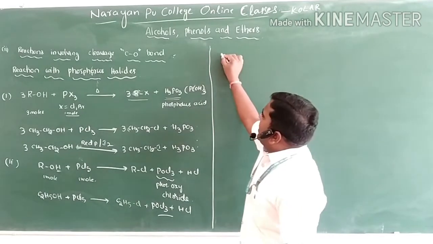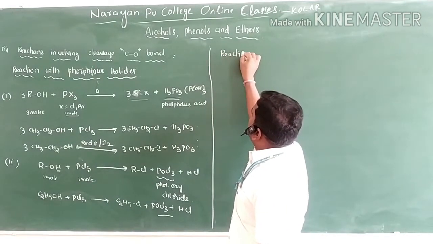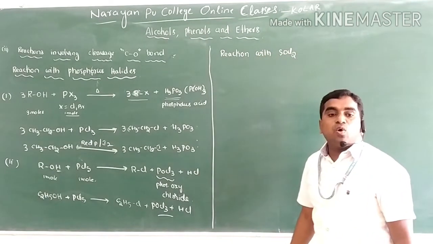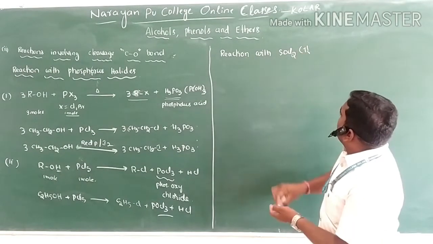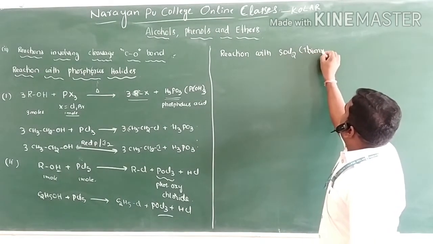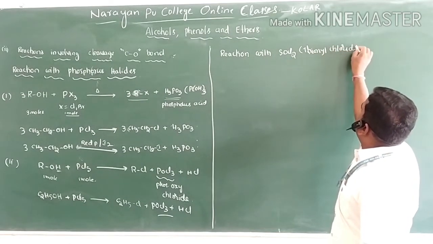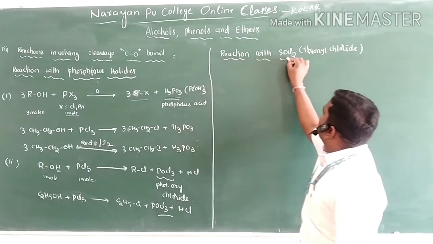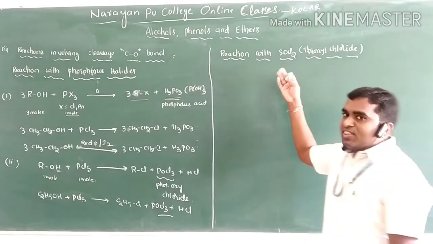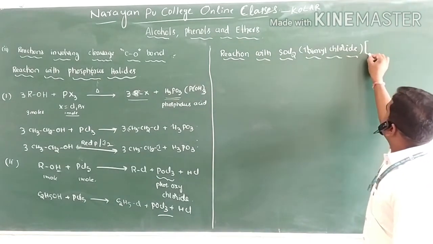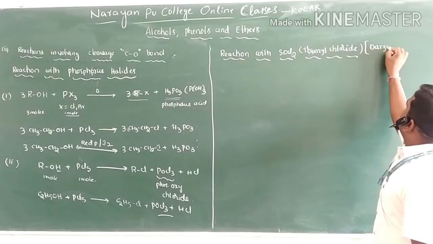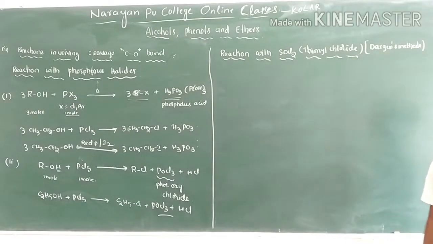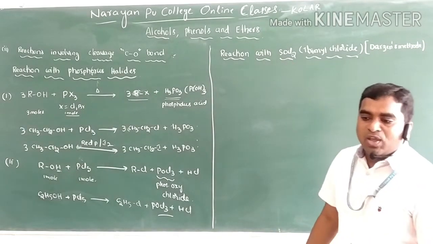And the next one is reaction with SOCl2, thionyl chloride. This is also something we have discussed. This is also something we discussed in the preparation of alkyl halides. We used all these reactions. Reaction with thionyl chloride, and this method also we have discussed. What do we call this method? Dehydration method. Preparation of alkyl halides from alcohol by treating it with thionyl chloride.